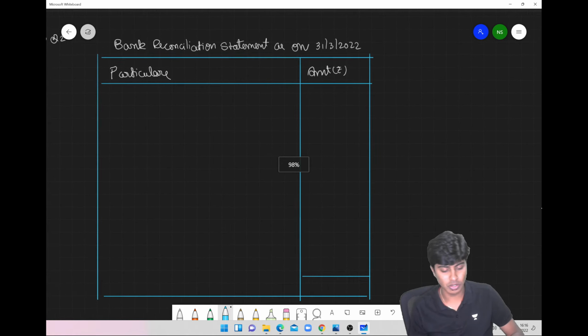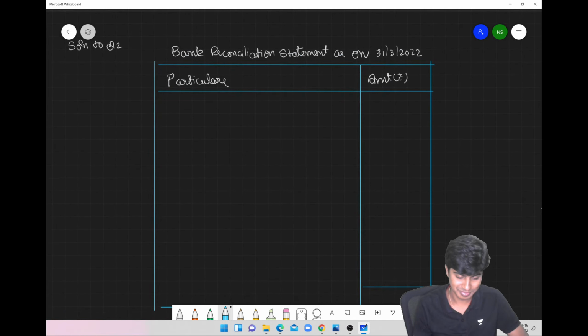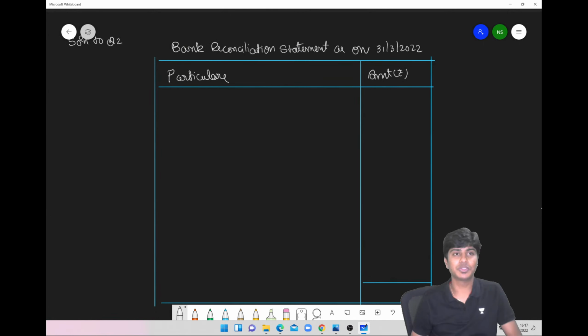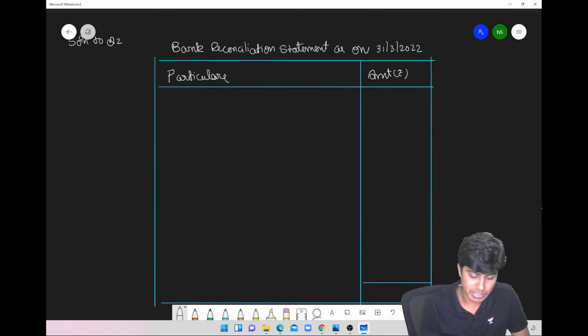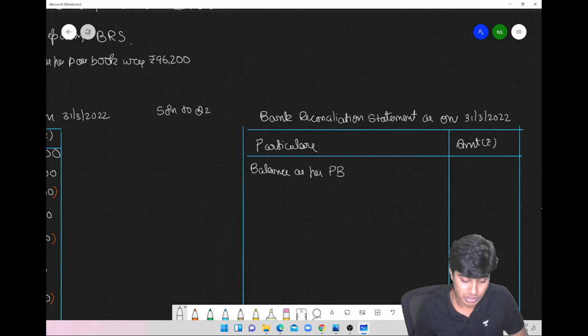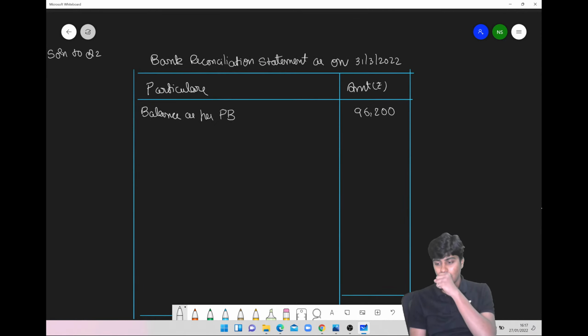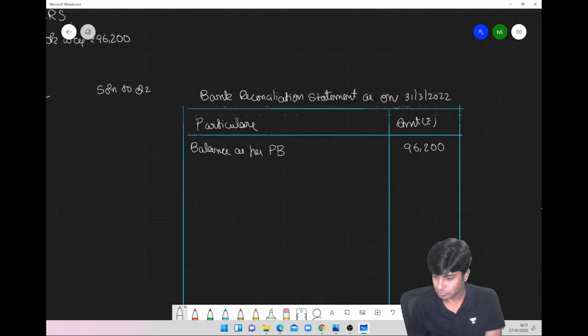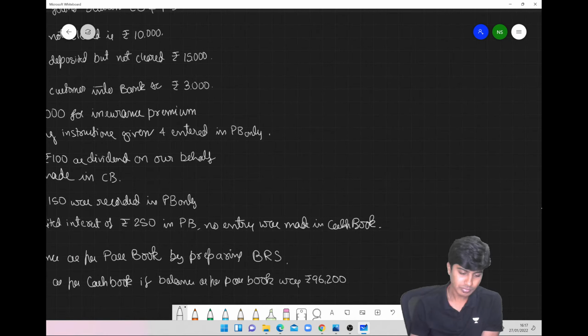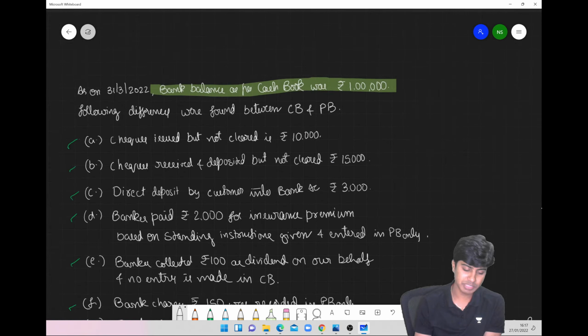So we are all ready to solve the second question that I gave to you. The starting point is balance as per passbook, 96,200 rupees. Okay, let us start with the first adjustment.